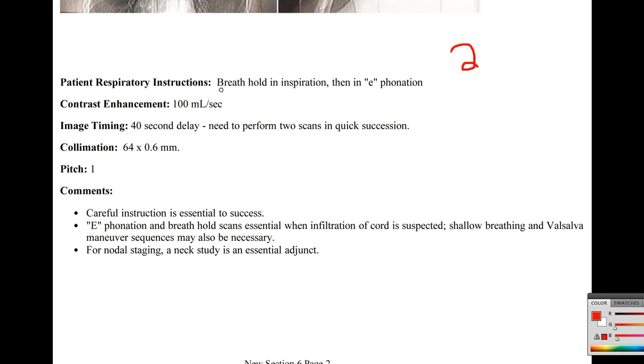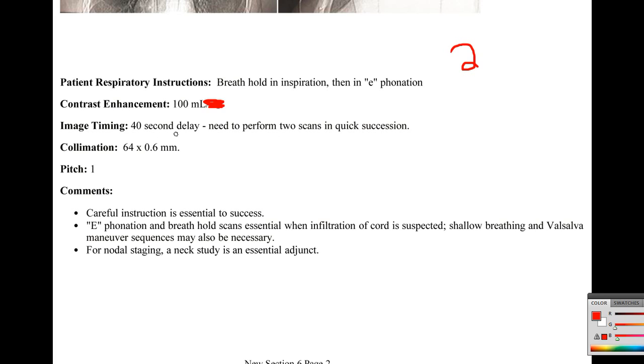Notice that you're utilizing 100 milliliters of contrast. This is not supposed to be per second, that would be very bad. But this is supposed to be 3 milliliters per second, which once again gives you around 33 to 35 seconds for injection. We will begin the scan at 40 seconds.